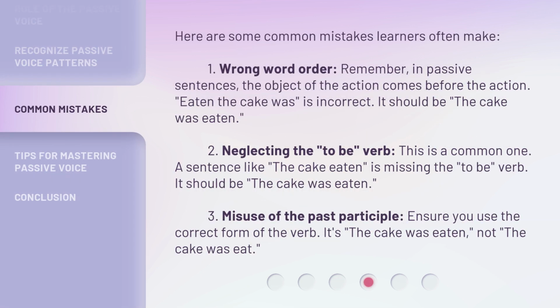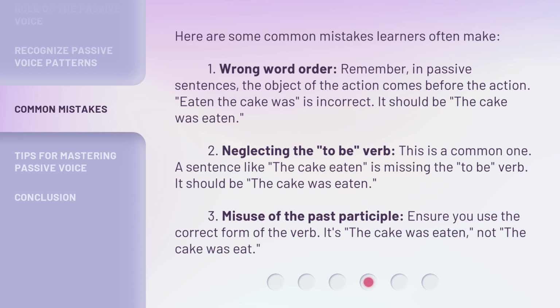Here are some common mistakes learners often make. 1. Wrong word order. Remember, in passive sentences, the object of the action comes before the action. "Eaten the cake was" is incorrect. It should be, the cake was eaten.